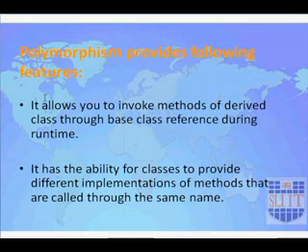Polymorphism allows you to invoke methods of a derived class through a base class reference during runtime. It has the ability for classes to provide different implementations of methods that are called through the same name.